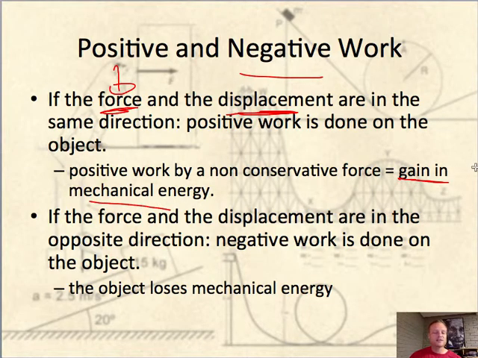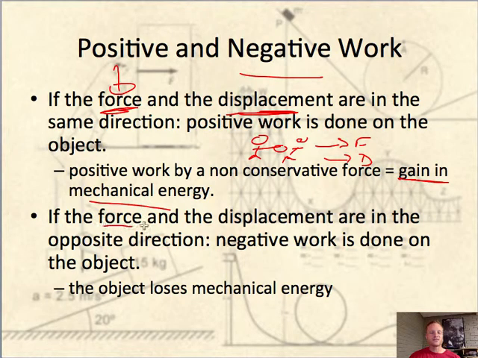An example of this would be if you were to push someone. Here's someone that's getting pushed. The force and the displacement are in the same direction, and so you've put positive work on this person that you just pushed. Okay. Now, how can you have negative work?